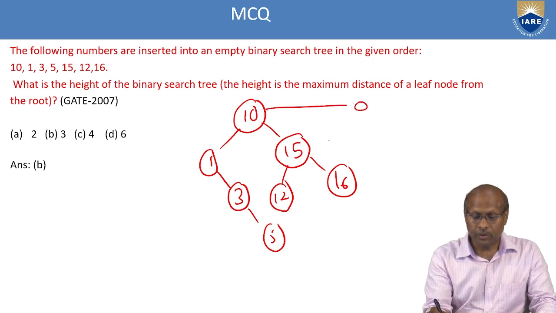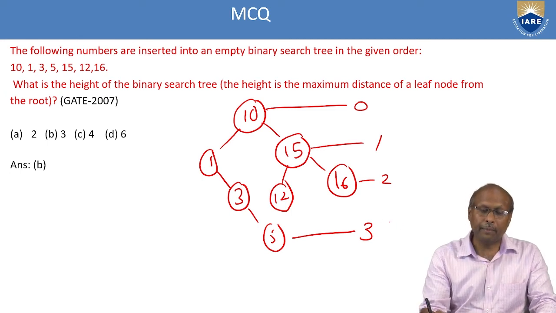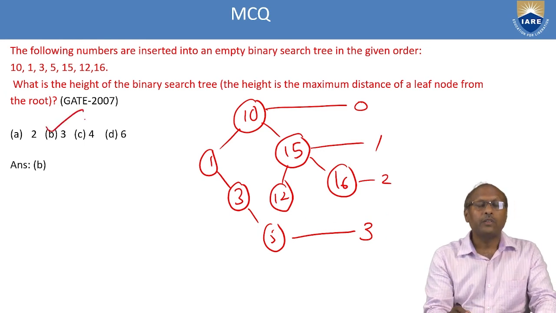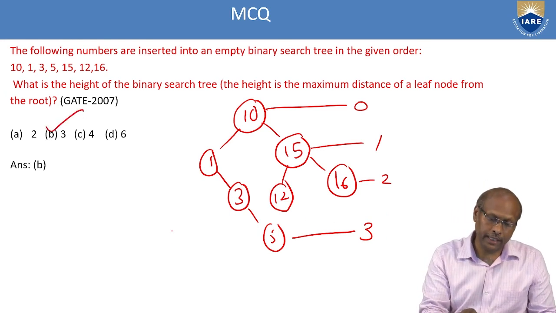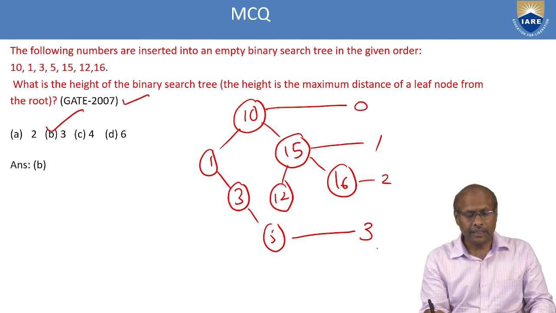This is level 0, this is 1, this is 2, and this is 3. The lowest leaf is where you write that level. So the lowest level is at the 3rd level. So the answer is B. Most of the time they will ask this type of question in the exam, and this question was asked in GATE 2007. So height is 3.